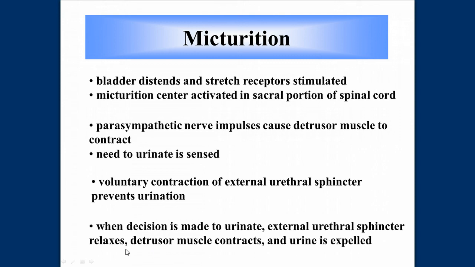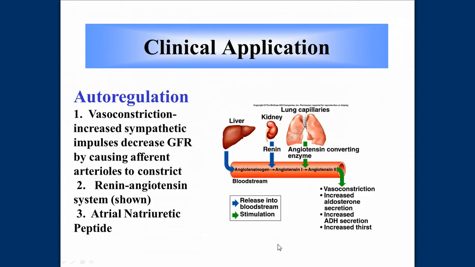By the way, the bladder has a layer of tissue called transitional epithelial tissue, with different shapes of cells, and it gives the bladder stretchability, stretch and recoil. And the detrusor muscle contracts and urine is expelled.